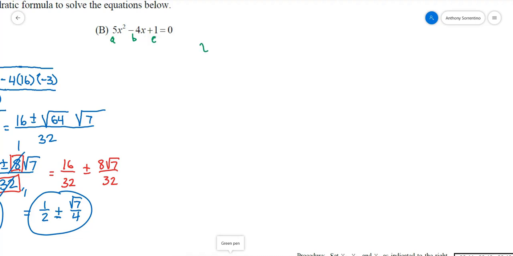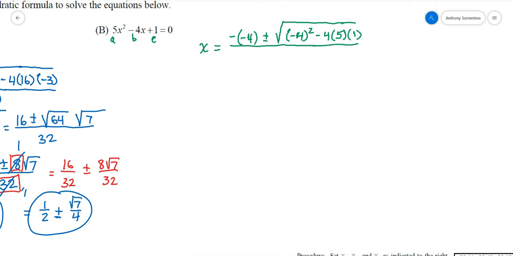So based off of the quadratic formula, X is going to be, again, that negative is part of the structure of the formula. B is -4, plus or minus the square root of -4 squared minus 4 times 5 times 1, all over 2 times 5.